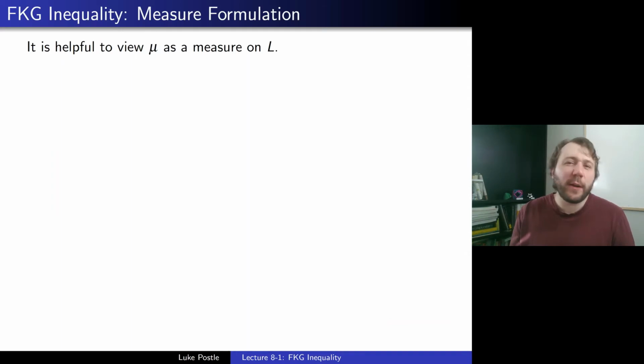Let me tell you about a slightly alternate formulation, which may be easier to remember and has more to do with probability. So it's helpful to view mu as a measure on the lattice.